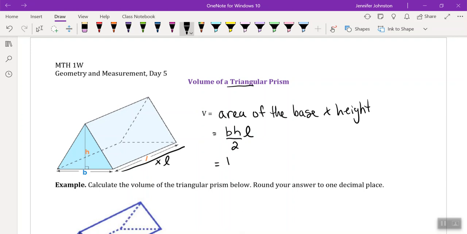So we have these two formulas, BHL divided by 2, or you can say 1/2 BHL. And the B, H and L are being multiplied.